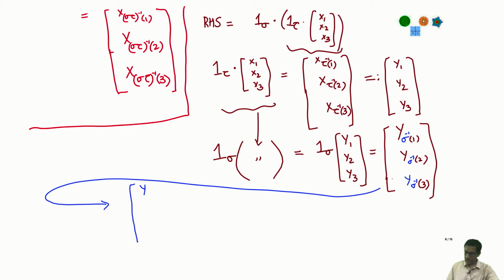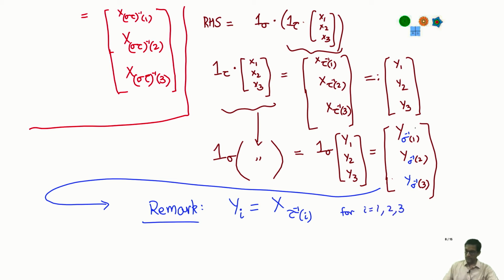Now what is y of any index? From here I observe it is x sub tau inverse of that index. So let me remark, if I want to compute y sub i, I just have to take x sub tau inverse i. This is the bit that one has to be a little careful about: x sub tau inverse i, for i equals 1, 2 and 3. Okay, so let's plug that into the next page.